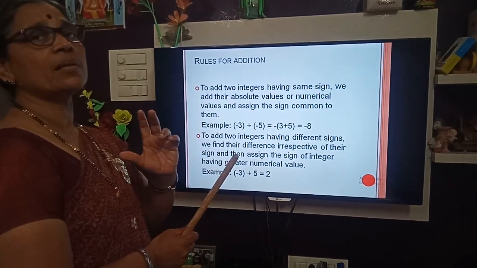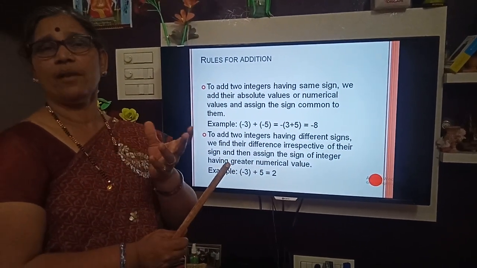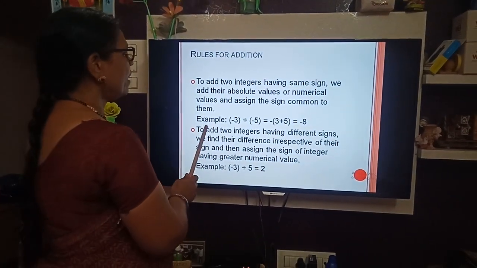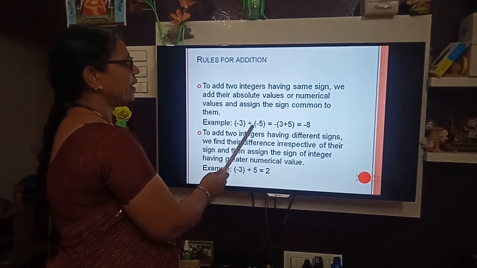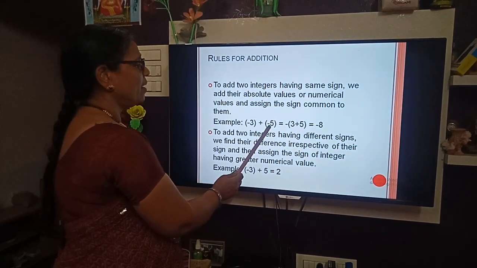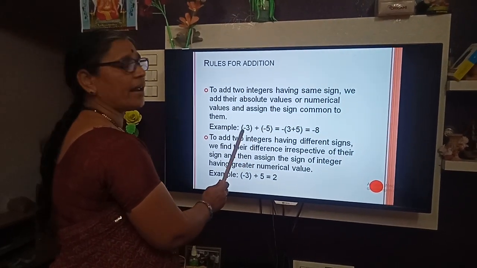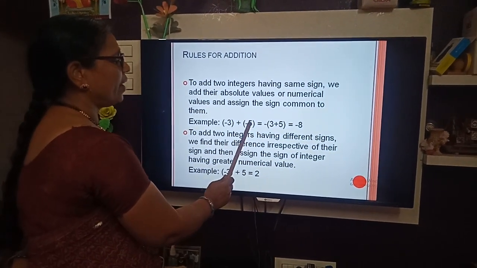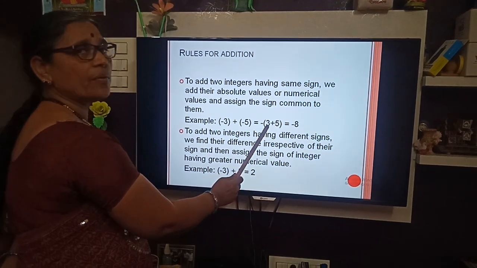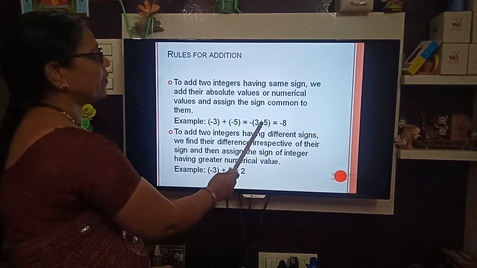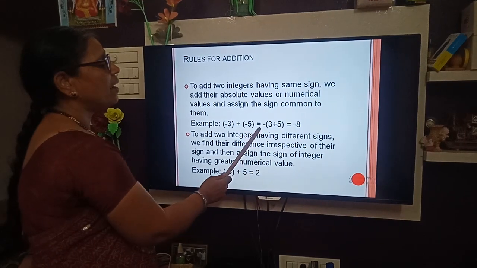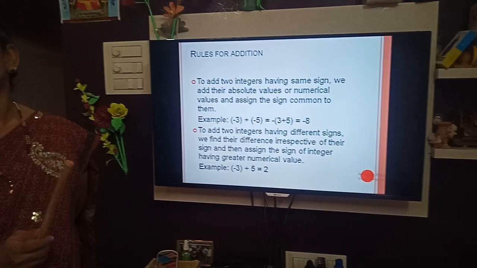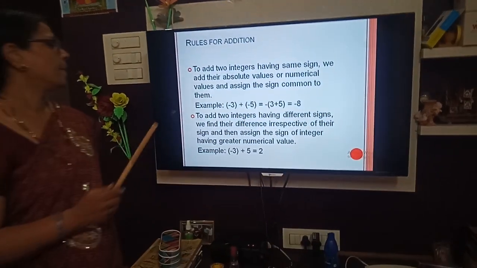Means both the numbers have the same sign, then we have to write the result of addition with the common sign. Here is an example, minus 3 plus of minus 5. This 5 and this 3 are both negative. Then minus is common and we just add the absolute values of minus 3 and minus 5, that is 3 plus 5 is 8, and the final answer is negative because both are minus.